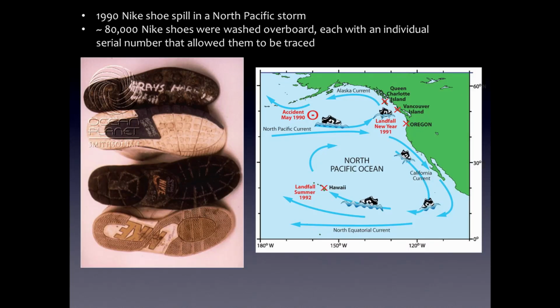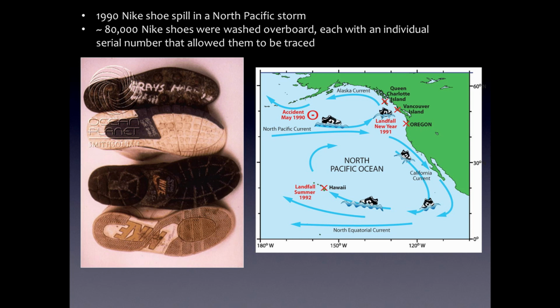The friendly floaties are not the only time that oceanographers have been able to track cargo that has been lost at sea. In 1990, there was a storm once again in the Pacific Ocean. Nike shoes were being shipped from Asia over to the west coast of North America. And in a storm in May of 1990, 80,000 Nike shoes were washed overboard. The unique thing about the Nike shoes, although they cost a little bit more than a $2 bath toy, is that they all had individual serial numbers attached to them.